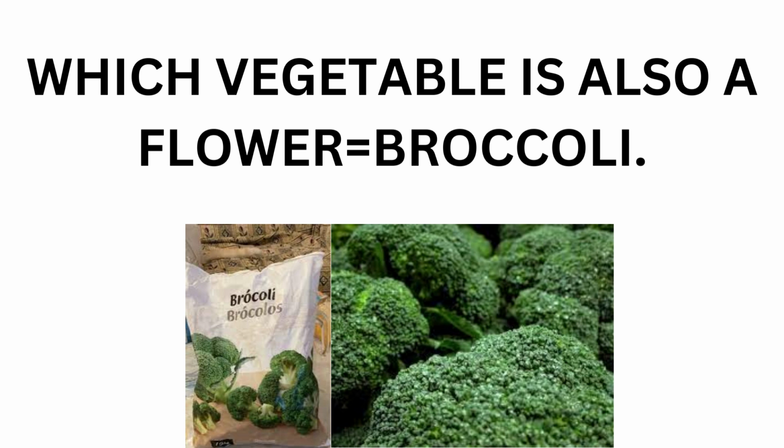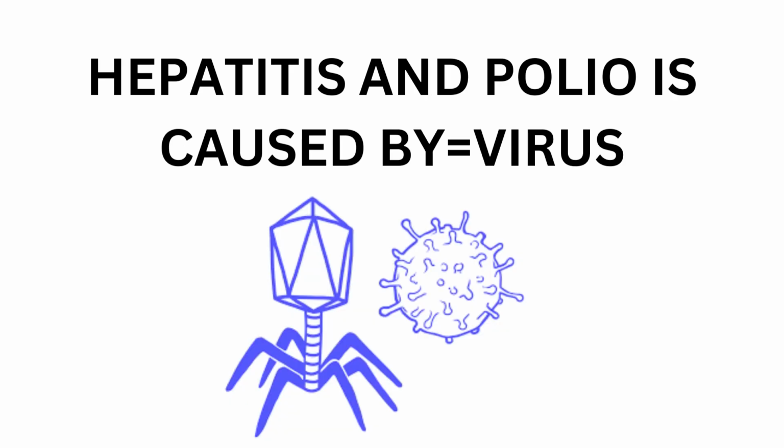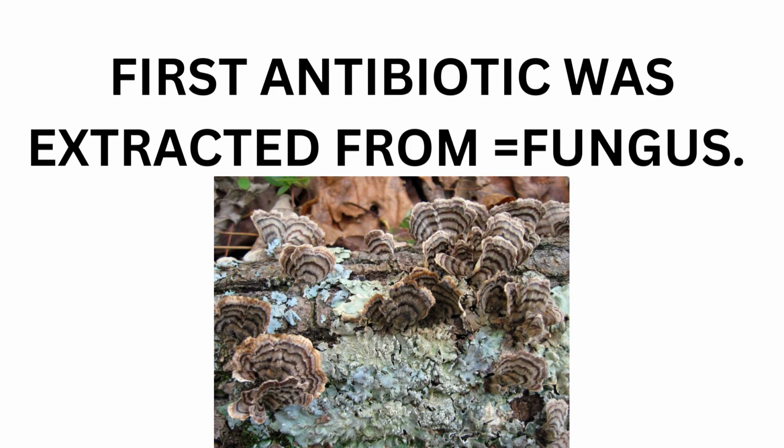Broccoli is a flower as well as a vegetable. And cotyledons are important because they store food. They help in storage of food. And hepatitis and polio are caused by viruses. And the first antibiotic was extracted from fungus, and penicillin was the first antibiotic.